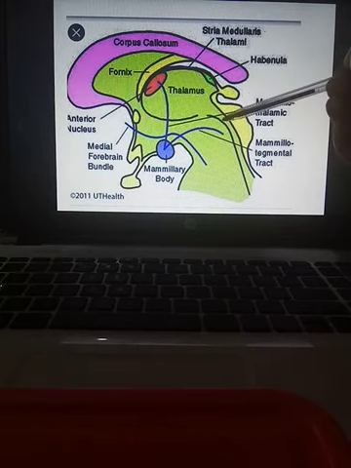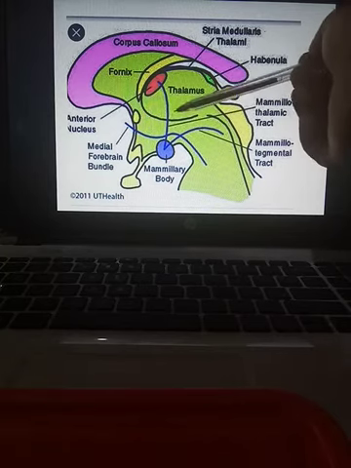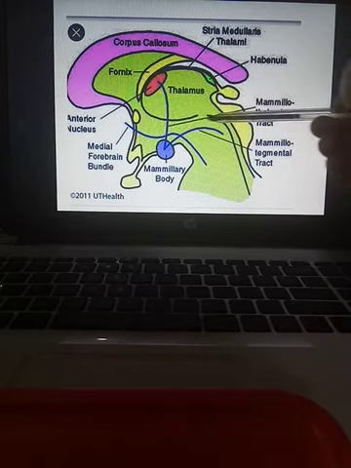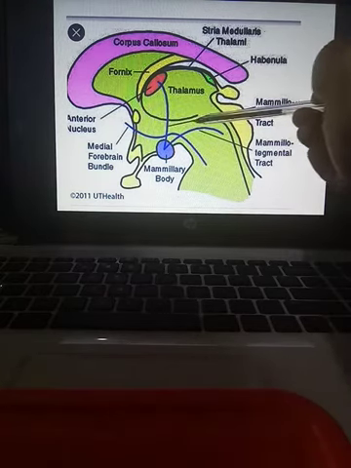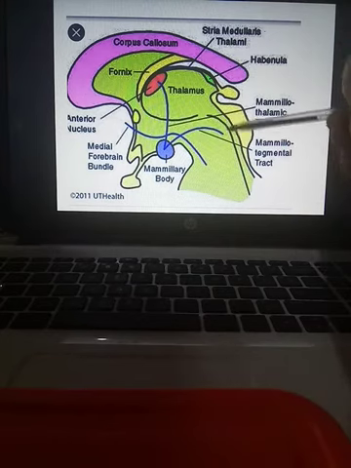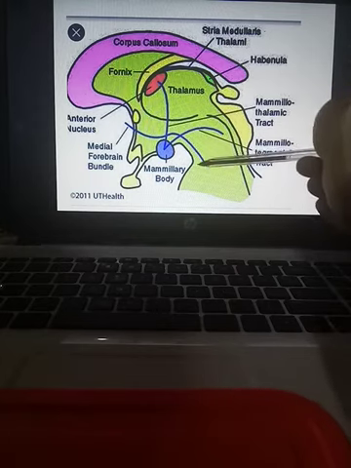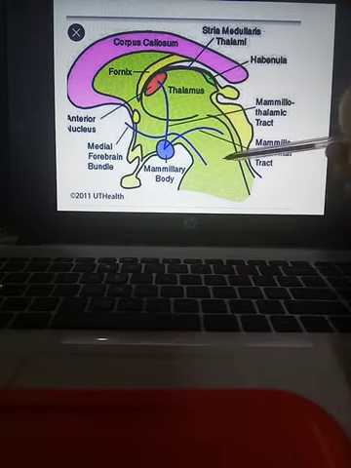Below the posterior part of the thalamus, here you have the ventral nucleus, and it lies just behind the hypothalamus. This is the hypothalamus, it is behind the hypothalamus. This is the ventral thalamus. Beneath, it is continuous with the tegmentum of the midbrain.